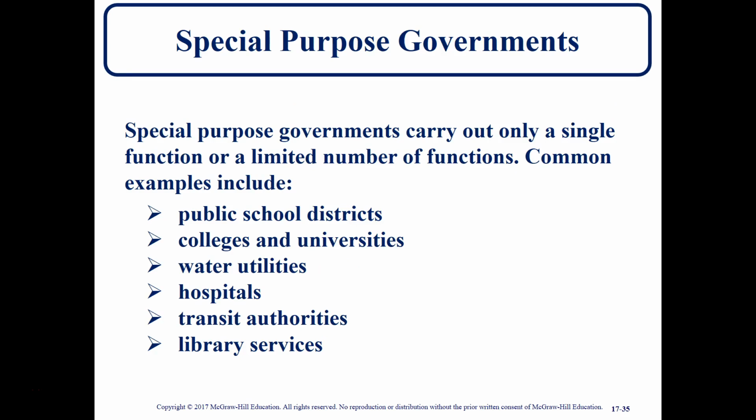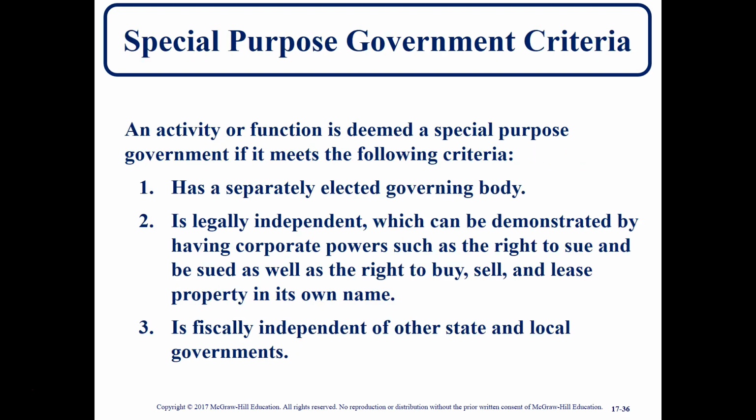Special purpose governments. A special purpose government carries out a single function or a limited number of functions. Common examples: public schools, colleges, water utilities, hospitals, transit authorities, and library services. These are special purpose governments that, again, have limited functions. What is a special purpose government? Well, number one, a separately elected governing body. Number two, legally independent, which can be demonstrated by having corporate powers such as the right to sue and be sued, as well as the right to buy, sell, and lease property in its own name. Number three, fiscally independent of other state and local governments.